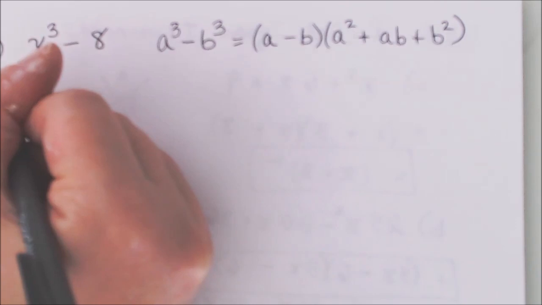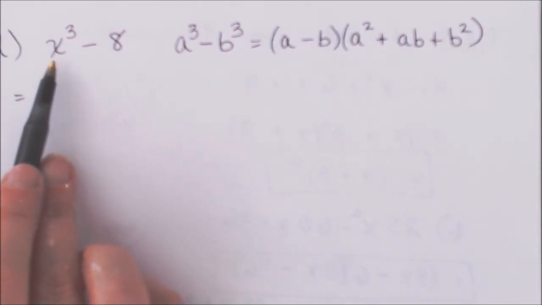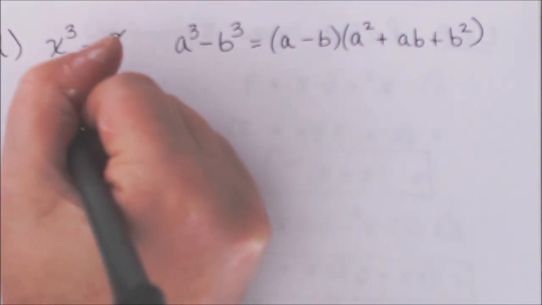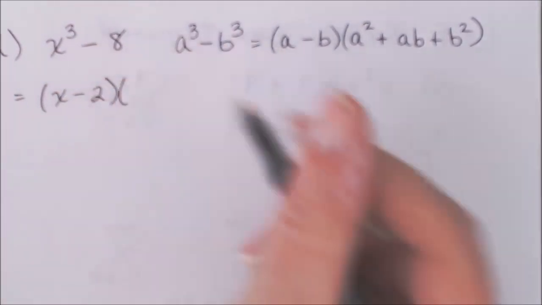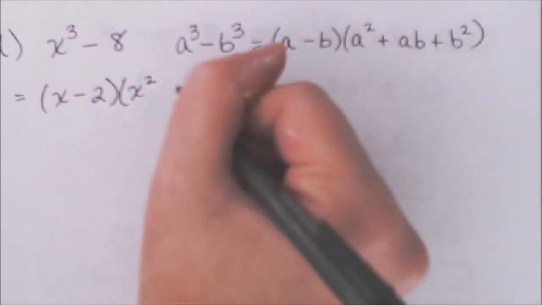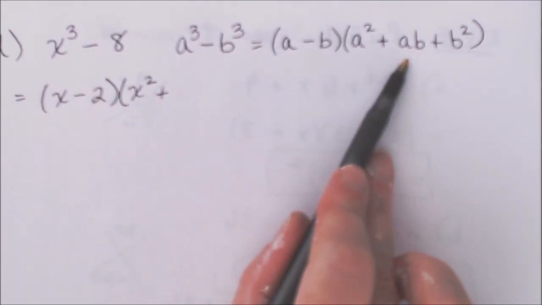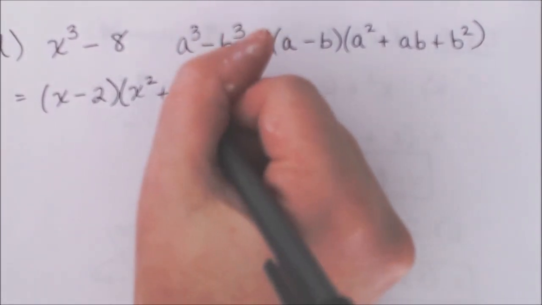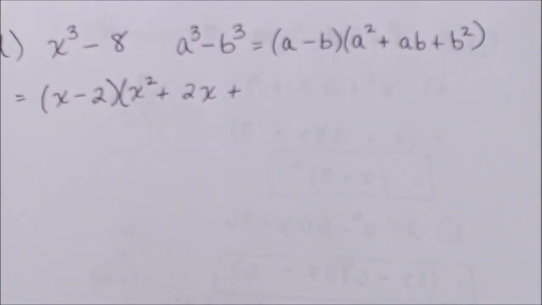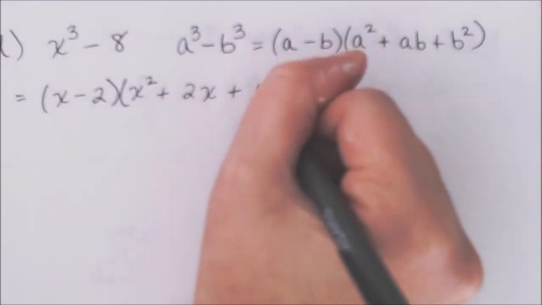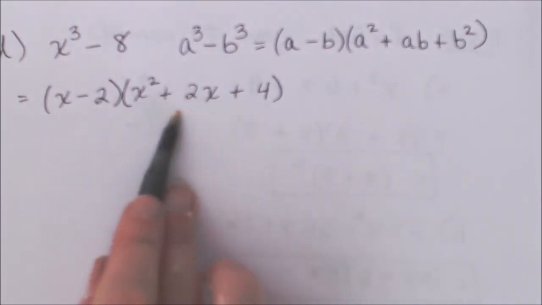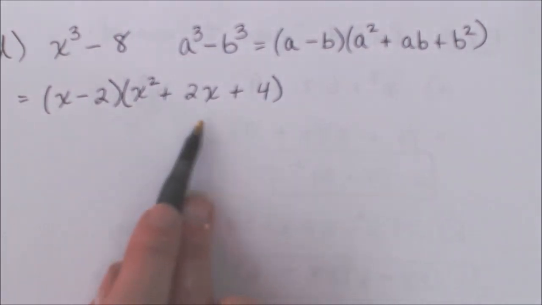So in this example, a is just x, and b is the cube root of 8, which is 2. So this is going to break down into x minus 2 times a squared, which would be x squared, plus ab, so that would be 2 times x, so 2x, plus b squared, which would be 2 squared, which gives us 4. And that's it. This trinomial does not break down any further. You'll waste your time trying to break that down. This is it. It's a binomial times a trinomial.